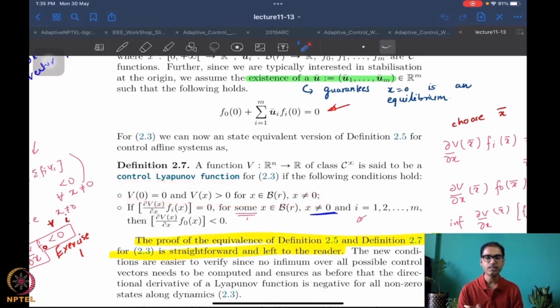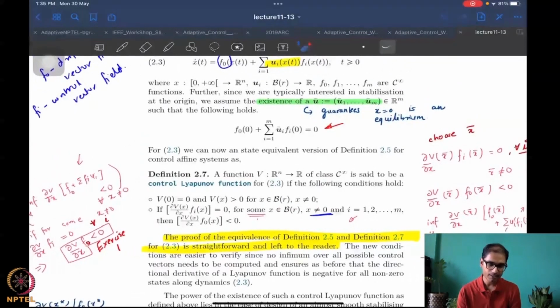As you can see, the first line is just asking for positive definiteness of this function V. This is a standard requirement also for a candidate Lyapunov function. I hope all of you remember, right? Even for a candidate Lyapunov function, you need sufficient smoothness and positive definiteness. So this is standard. But the second piece is something slightly different.